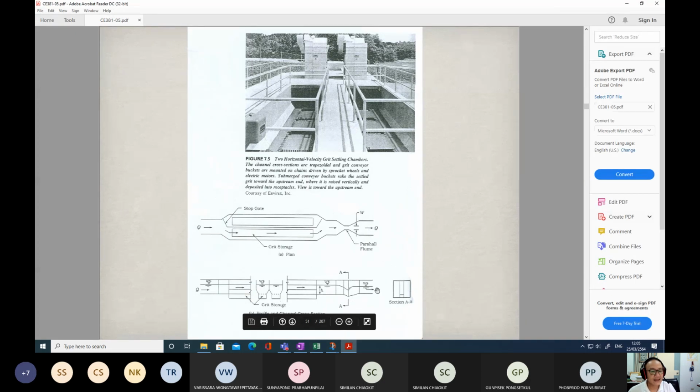If you really have a look at these figures, you will find after the grit chamber, there will be some hydraulic equipment called the Parshall flume. Do you have any idea why we need to use this one? This is the plan view, and this is the side view. Do you have any idea why we need to use the Parshall flume? Have you ever seen this kind of Parshall flume?